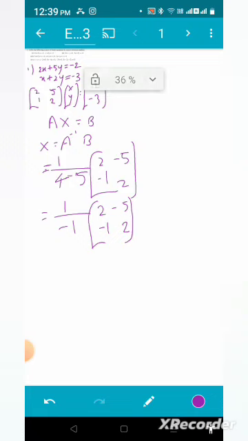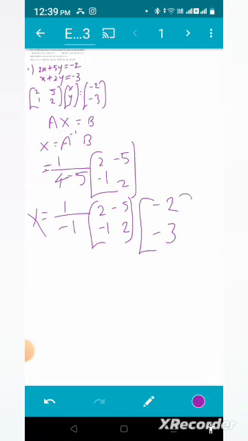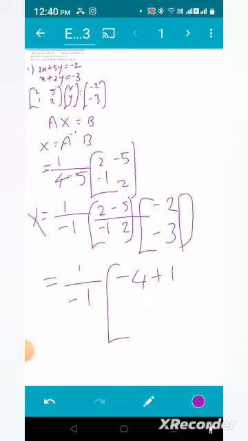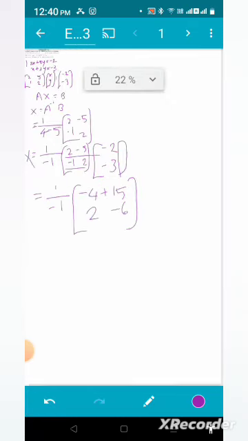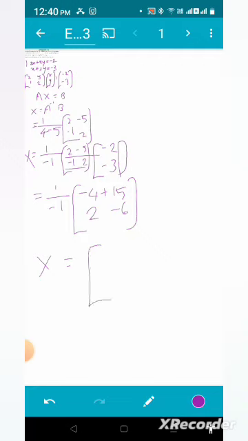For x we have to find A inverse into B. So the B value is this, and I can put this into A inverse. So we multiply row and first column: 1 divided by minus 1 into minus 4 plus 15. Similarly second row first column: minus 1 into minus 2, that is plus 2. 2 into minus 3 is minus 6. So X is equal to minus sign here.